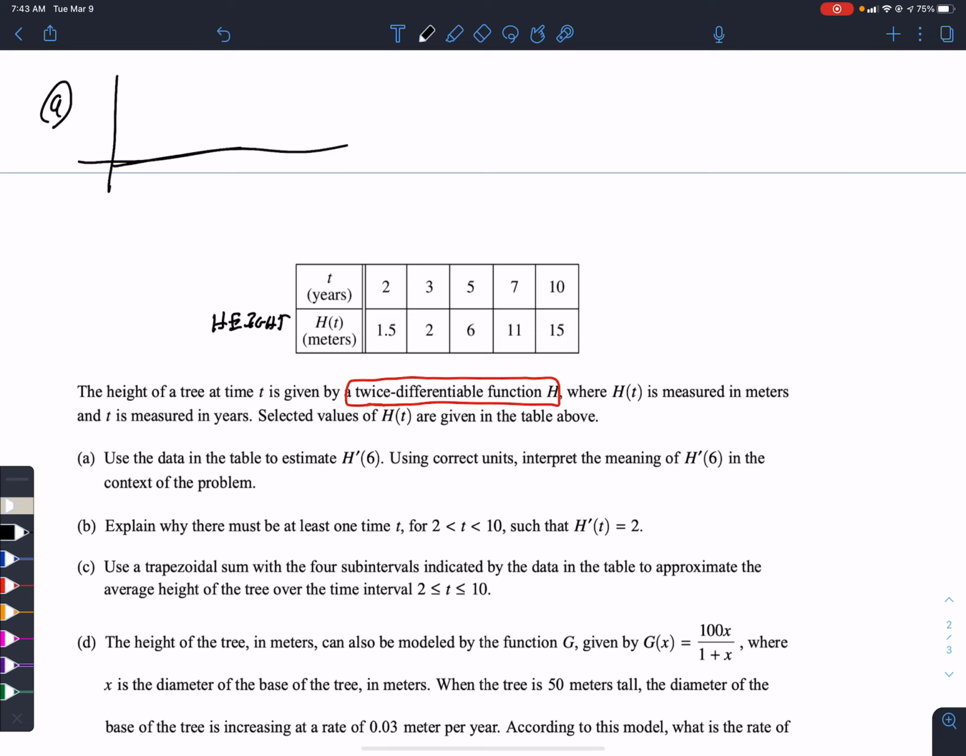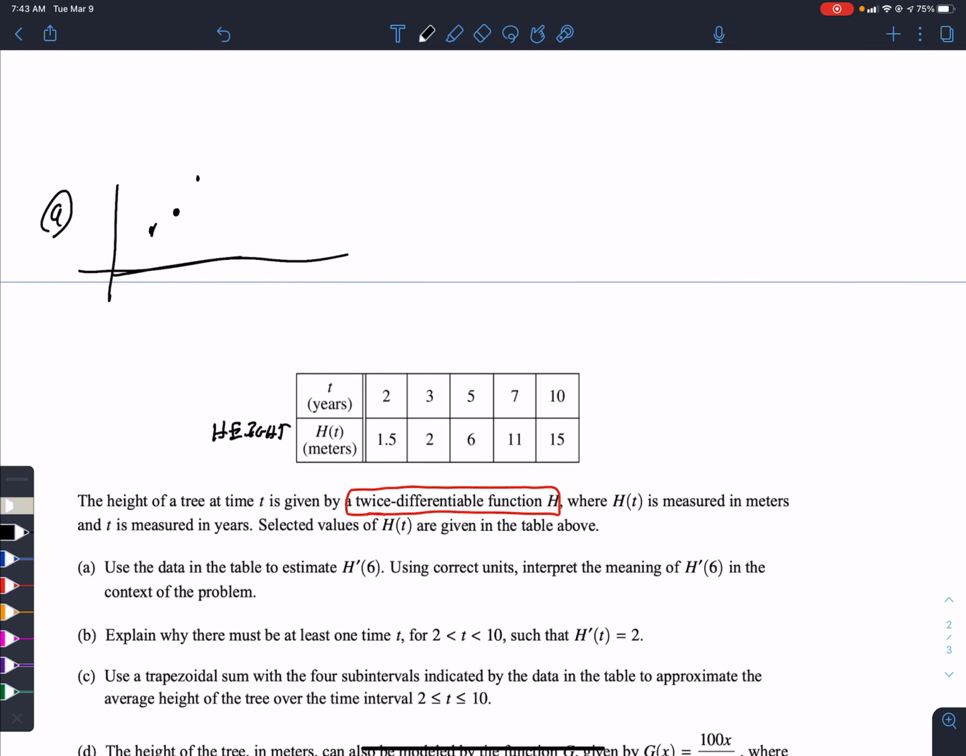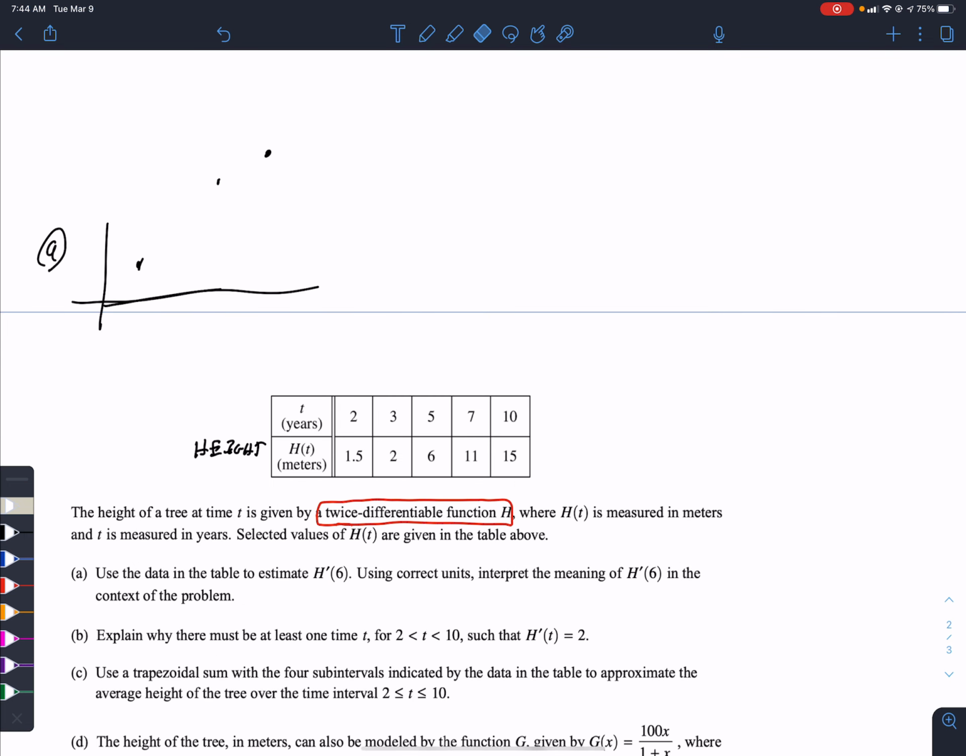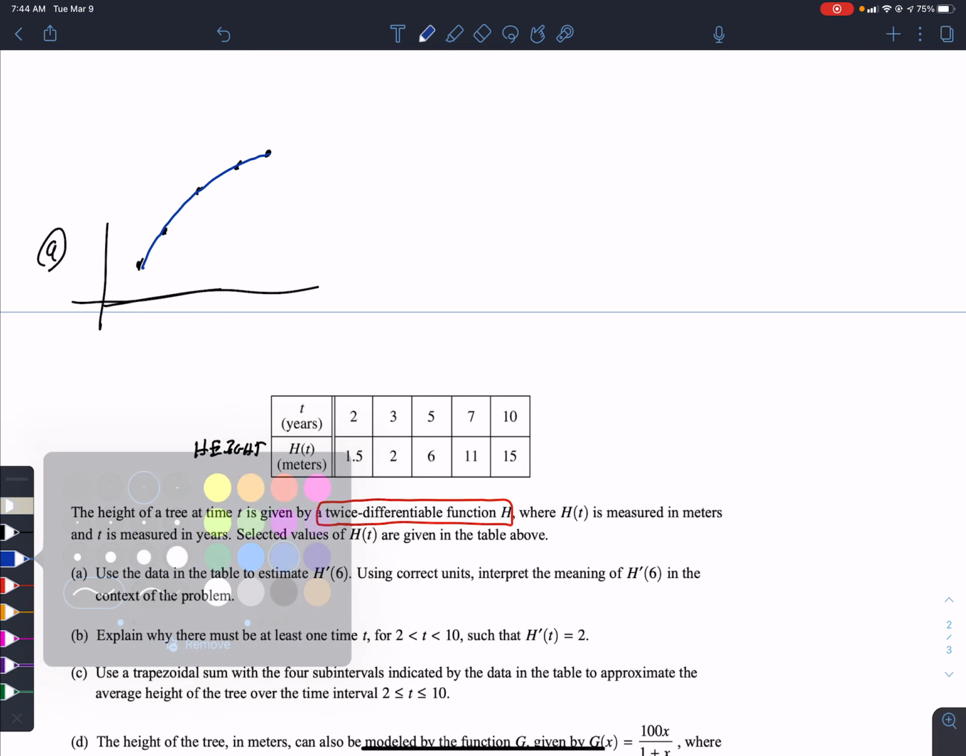If we were to plot these points, and I'm going to do them real roughly, because these are approximate, let me do this slightly differently. Let's suppose it looked like this. If I plot the points, then we have some kind of a curve like that, right? And we want the slope of the tangent line at 6, where 6 is somewhere around here.